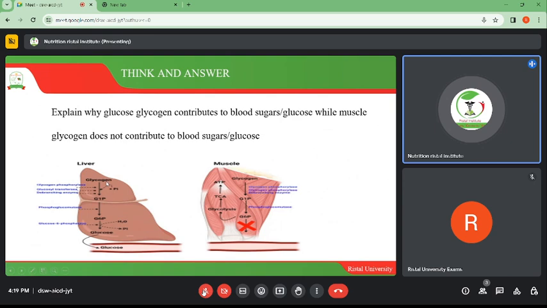And on the right side, we have it in the liver, where it can be converted straight up to glucose and then taken back into the bloodstream. So this clearly explains why the muscles do not release glucose into the bloodstream while the liver can. So the enzyme part of it is what explains everything here.